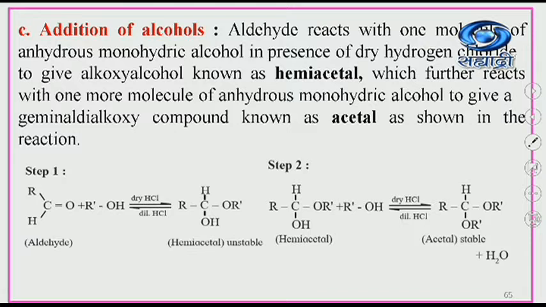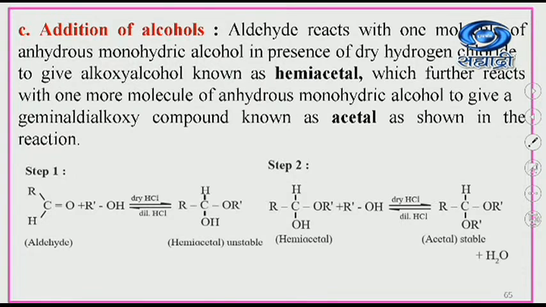Okay, so step 1. This is the aldehyde RCHO plus R'OH, an alcohol. This is a reversible reaction when it is treated with dry HCl. Then you will get the hemiacetal, RCH(OH)OR'. That is hemiacetal. That is an unstable product.